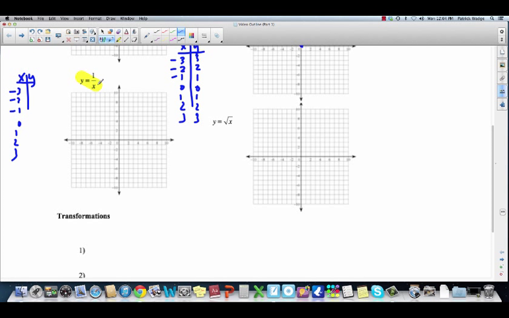1 over -3 is -1/3, and then 1 over negative 2 is negative a half. 1 over negative 1 is negative 1. 1 over 0 you can't do. 1 over 1 is 1. 1 over 2 is 1 half, and 1 over 3 is a third.